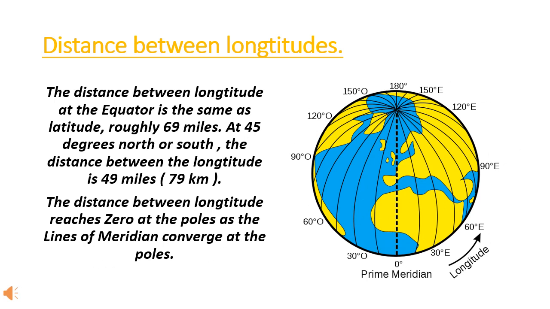Distance between longitudes. The distance between longitude at the equator is the same as latitude, roughly 69 miles. At 45 degrees north or south, the distance between the longitude is 49 miles, that is 79 kilometers. The distance between longitude reaches zero at the poles as the lines of meridian converge at the poles.